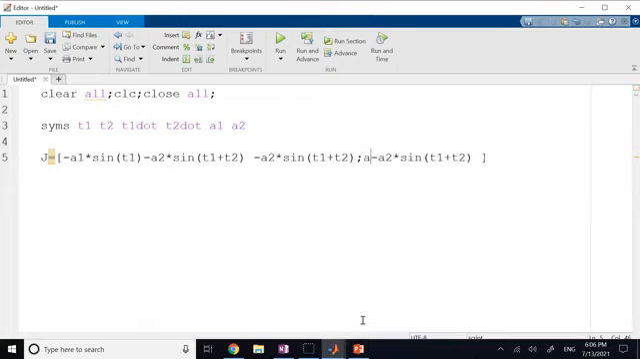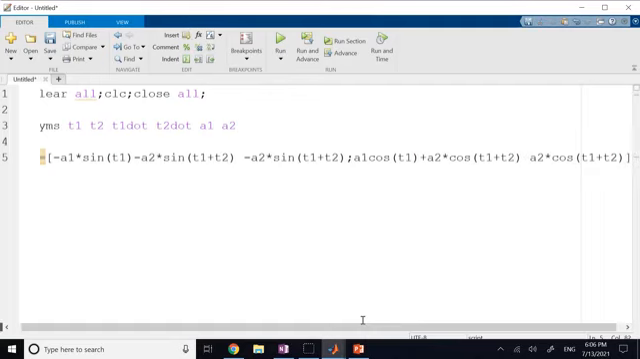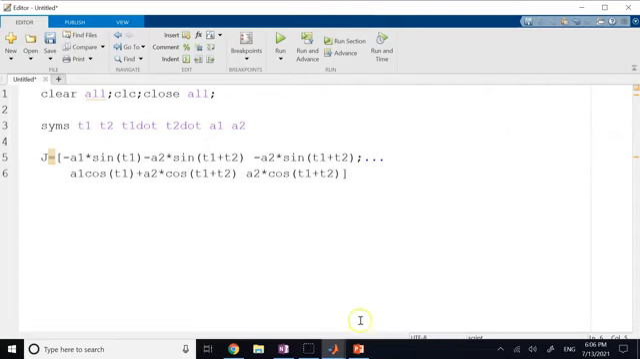row. That is A1 cosine of T1 plus, excuse me, A2 cosine theta 2, theta 1 plus 2. And then the last element is this guy here, correct? And if you want, you can use 3 dots and go to the next row. So that is my Jacobian matrix.